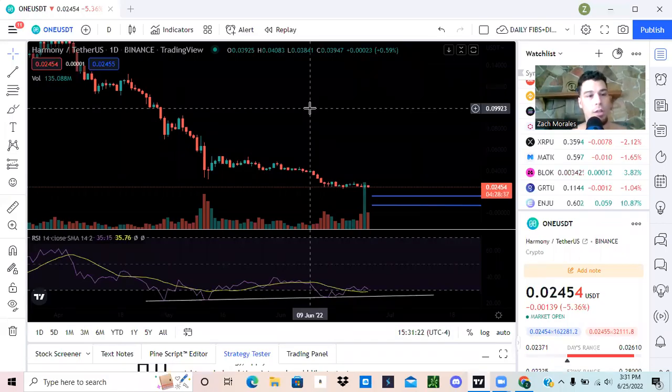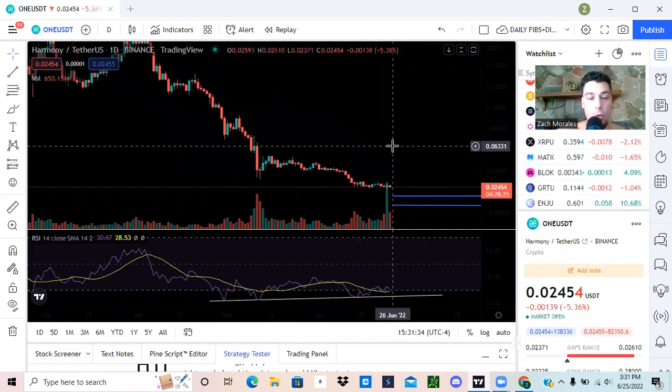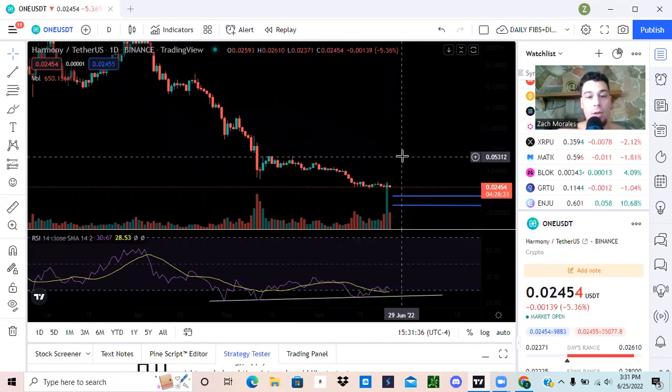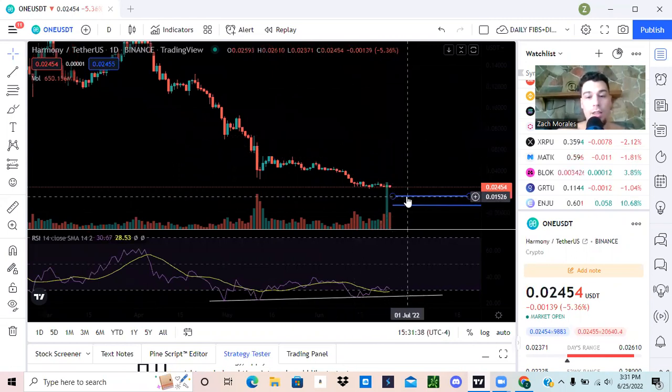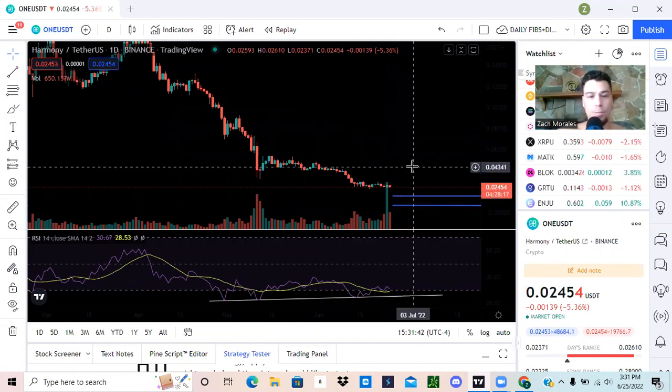We're looking at ONE USDT. This is the Harmony One cryptocurrency, and we're going to be breaking it down, going over some of the bad news going around it, why this thing is dropping so much, and the price levels it's going to drop to. And I'm going to break it down to you, showing you how you're going to get these levels down here that it's going to drop to, and why it's dropping to these levels.